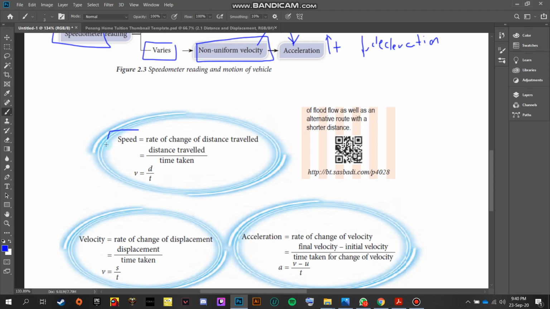Now, speed is equal to the rate of change of distance traveled. The rate of change, meaning time, and distance, meaning the length traveled. So we could say rate of change of distance traveled is distance traveled over time taken, and can be resolved into this equation: v equals d over t, d as in distance traveled and t as in time taken to get from one point to the other.